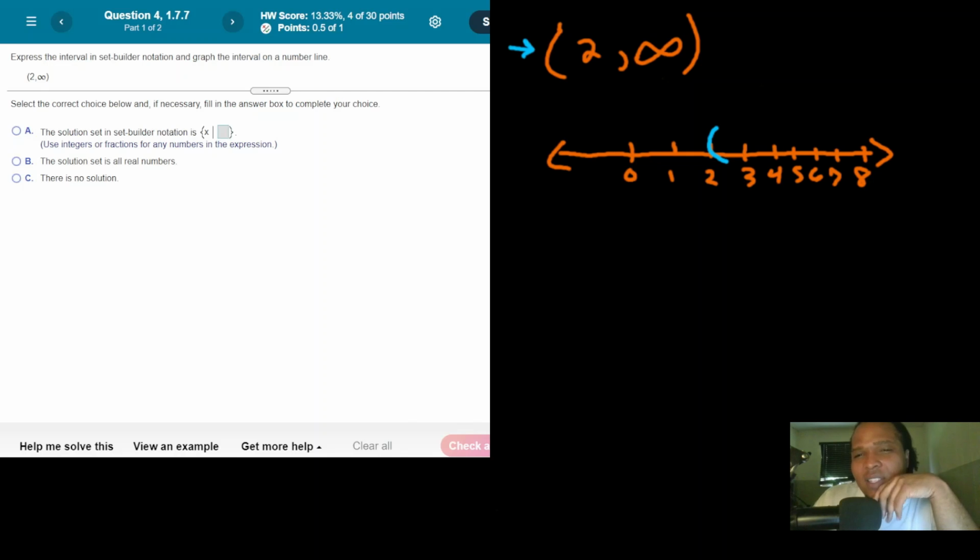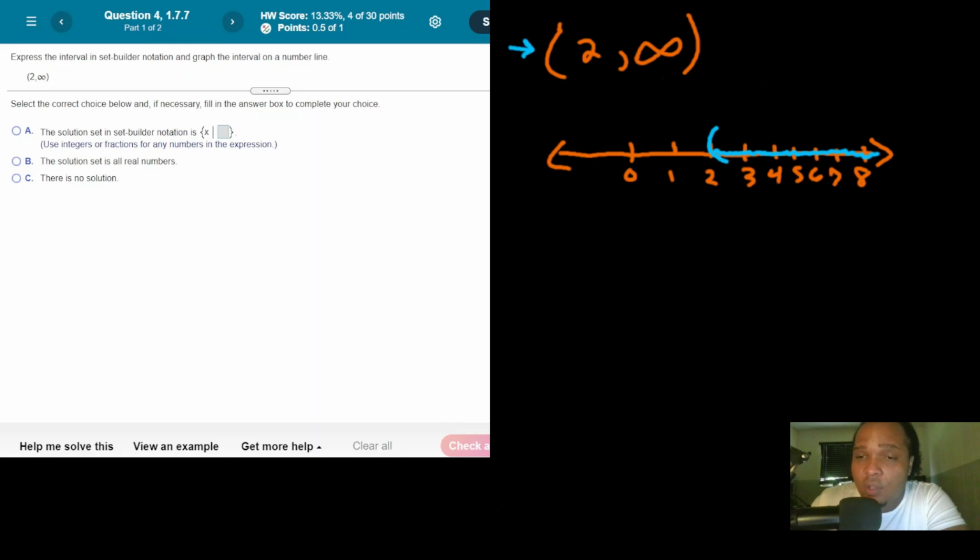So how do we read this? This is going from 2 all the way to infinity. Where is infinity? Infinity is all the way to your right. It's 2, 3, 4, 5, 6, 7, 8, 9, 10, 1 million, bazillion, jillion. So we're just basically going to shade everything over here to the right. And that's infinity.